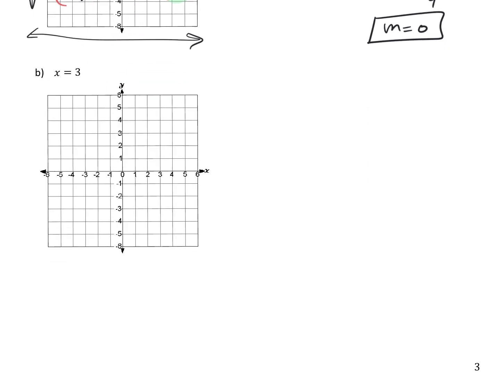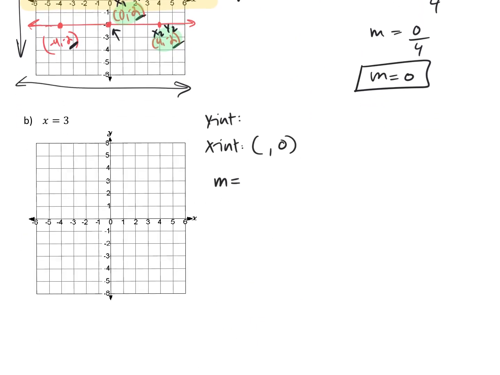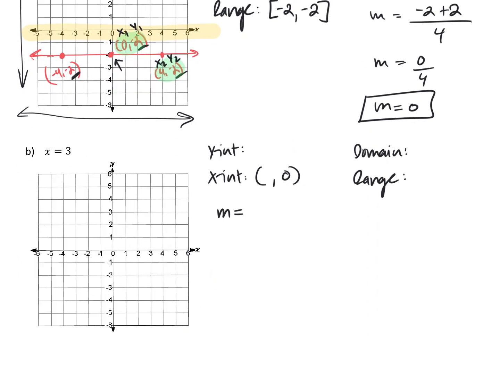Let's take a look at the next one. X equals 3. So again, what do we need to find? We need to find the intercepts. So the x-intercept, y-intercept. Then we need to find slope. And what else? Domain and range. And is that it? Yep. Okay, let's go ahead and graph this.